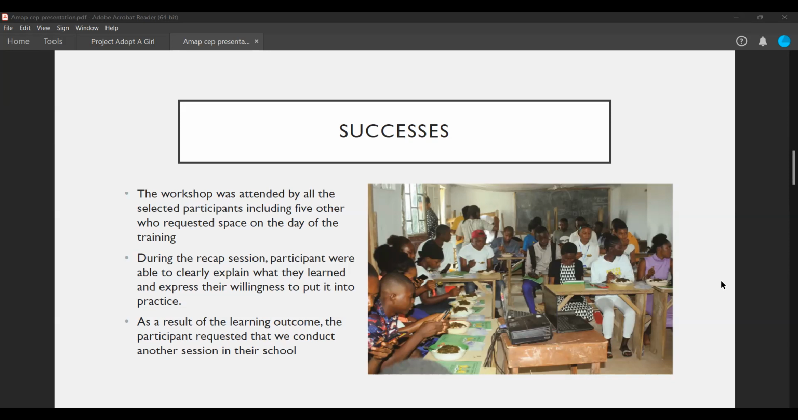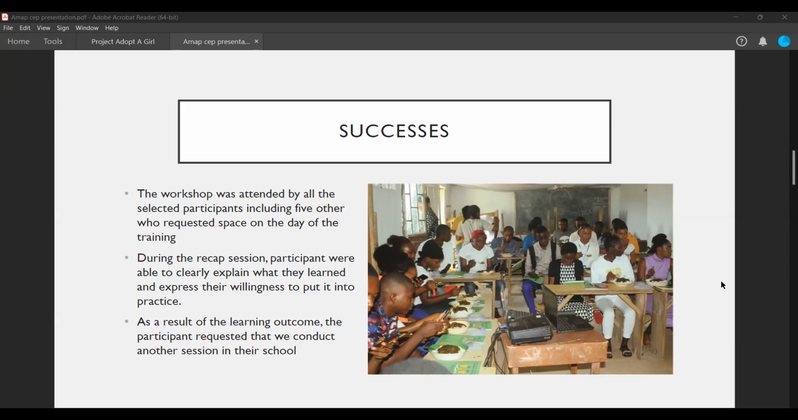And during the recap session, participants were able to clearly explain what they learned and express their willingness to put it into practice. So during the training, we conducted a recap session at the end where every participant was able to come up and explain what they learned, which shows that they really were able to grasp the knowledge that we shared, and they all expressed willingness to put it into practice.